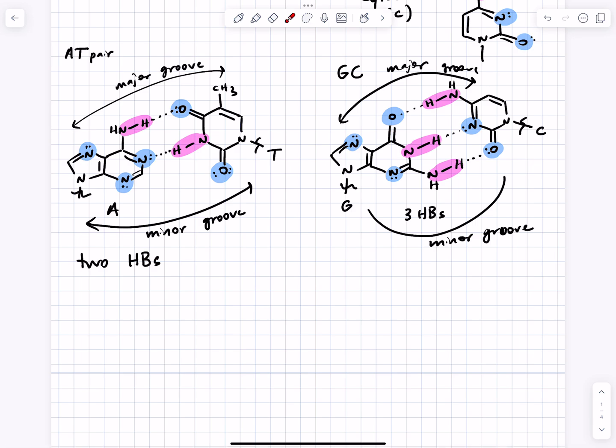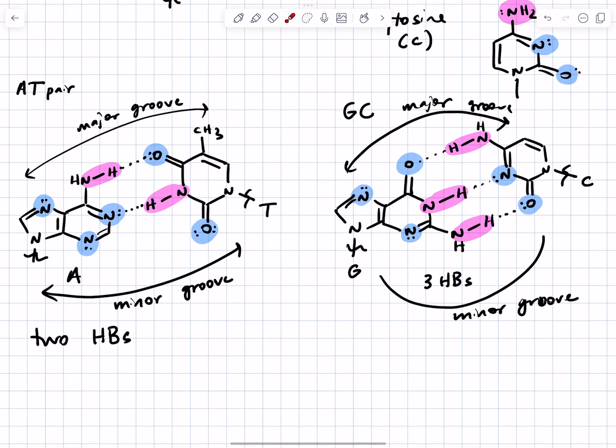I want you to notice the different kinds of functional groups that are displayed on an AT pair versus a GC pair. For an AT pair, you expect to see a methyl group on the T side, then a carbonyl oxygen, and on the A side an exocyclic nitrogen and a ring nitrogen. Methyl, oxygen, exocyclic amine, ring nitrogen. For a GC pair, on the C side you expect to see an exocyclic amine, then on the G side a carbonyl oxygen, then a ring nitrogen.